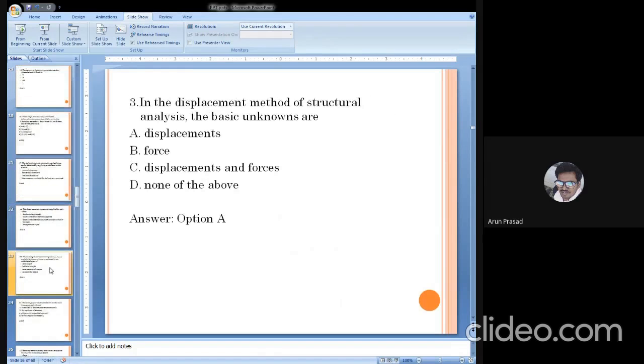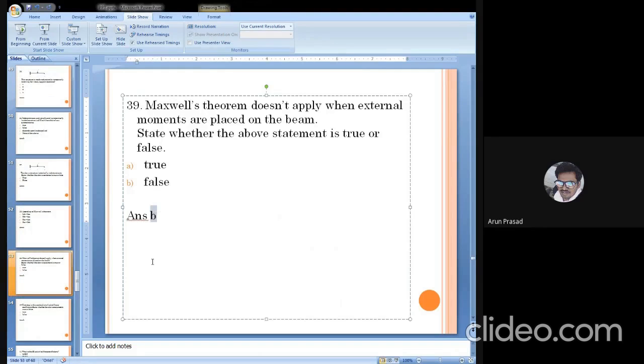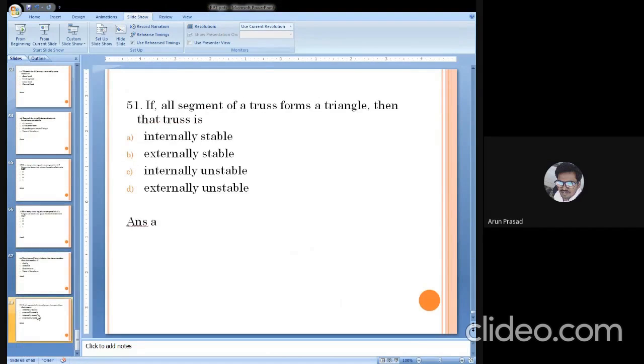And today we discussed the flexibility and stiffness matrix method. We are discussing only the MCQs in the basic part. We didn't go deeply into the analysis. So that analysis part and the remaining will be discussed in further classes in the future. Okay. Thank you.